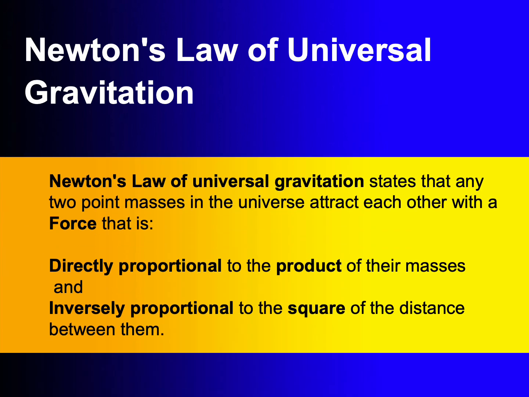So any 2-point masses in the universe attract each other with a force, the force of attraction, and that force is directly proportional to the product of their masses. So product mathematically means multiplying one mass by the other of the first body and the second body, and then inversely proportional to the square of the distance between them. So that would be, in terms of planets, from the centre of one planet to the other would be the distance. That would have to be in meters, and we would square that value.